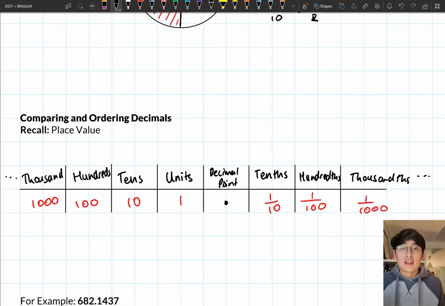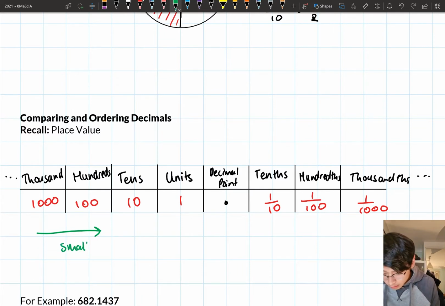We can go 1/10,000. We can go tens of thousandths. Oh, I can't say that word. And so on. And here, what we notice is that the number at the bottom of our fraction gets bigger and bigger and bigger, but these values actually get smaller and smaller and smaller. So as we go from left to right, the values of each of our place values get smaller. So here's smaller in value.